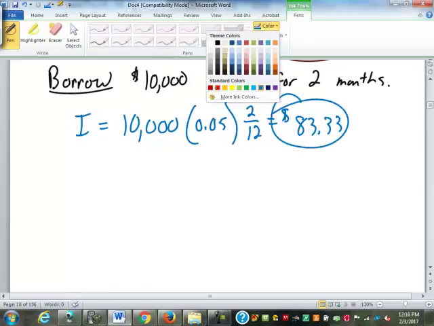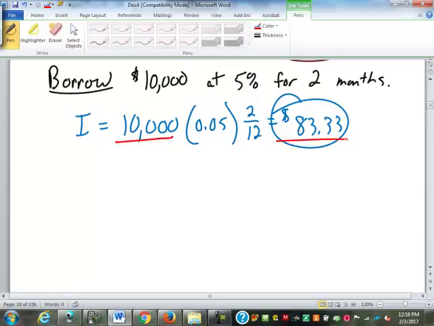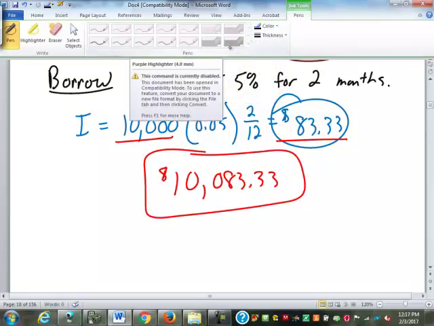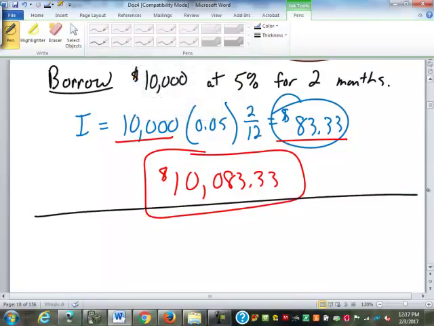So at the end of that 2 months, I'd have to pay back the $10,000 plus the 83. So that's $10,083.33. Now, like we said, anything more than a few months, at the very least anything more than 6 months, they don't use simple interest. They would figure in interest as we go. It's compound interest is what that's called, where they calculate the interest and they add it into the account.